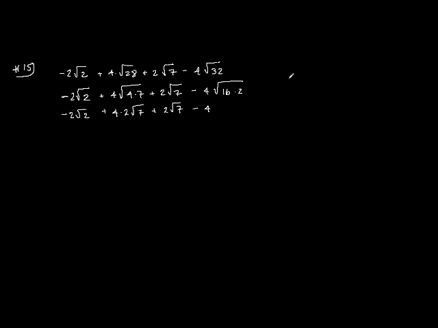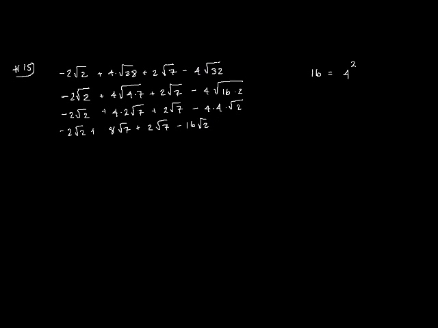and now we have a 16 here that I can rewrite. 16 can be written as 4 squared, so it's actually got an even power. So that means I can take 16 out as 4. So this becomes 4 times 4 times the square root of 2. The 2 is what's left in this radical. Now this gives me negative 2 radical 2 plus 8 radical 7 plus 2 radical 7 minus 16 radical 2.